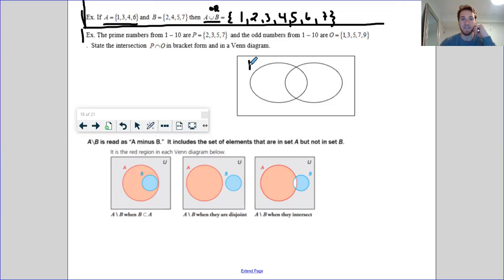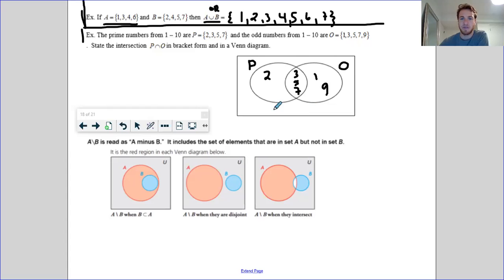I have P and I have O. Now, these are the elements in P, so 2, 3, 5, 7. These are the elements in O, 1, 3, 5, 7, 9. I can see that they share 3, 5, and 7. So I'm going to put those in the middle, and then I can just put the rest out there. So 2 and 1 and 9. So take a look at that Venn diagram and see if there's any problems.